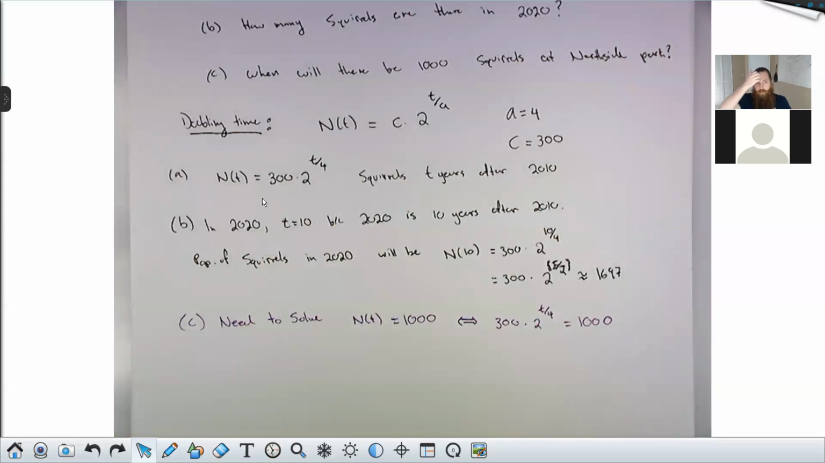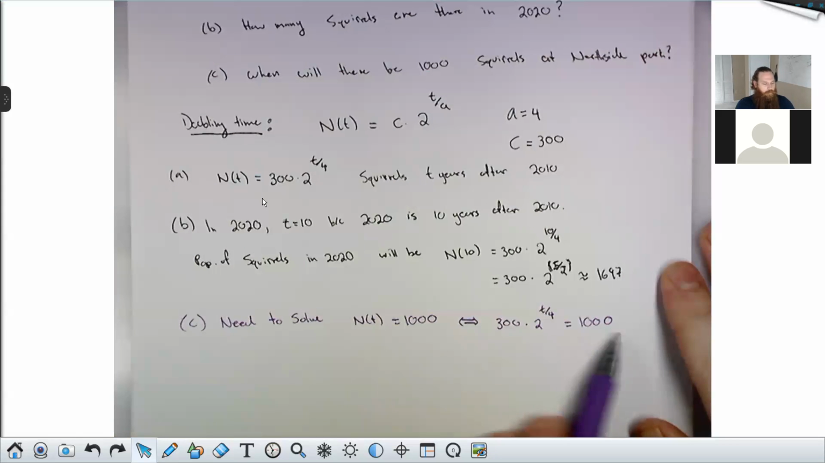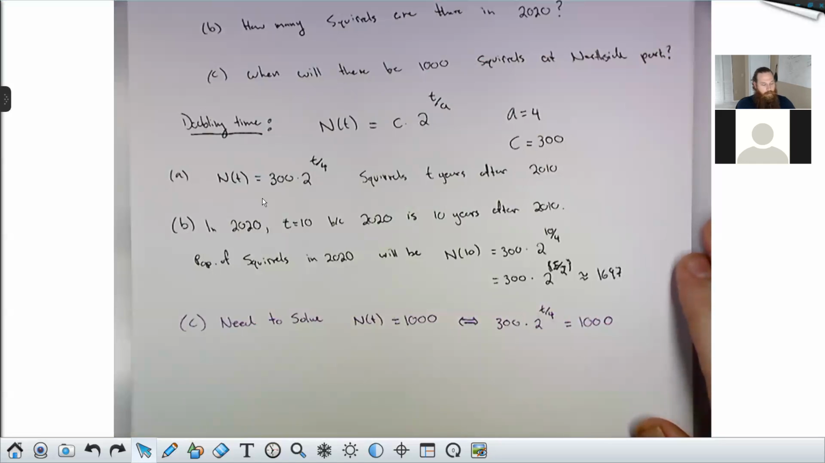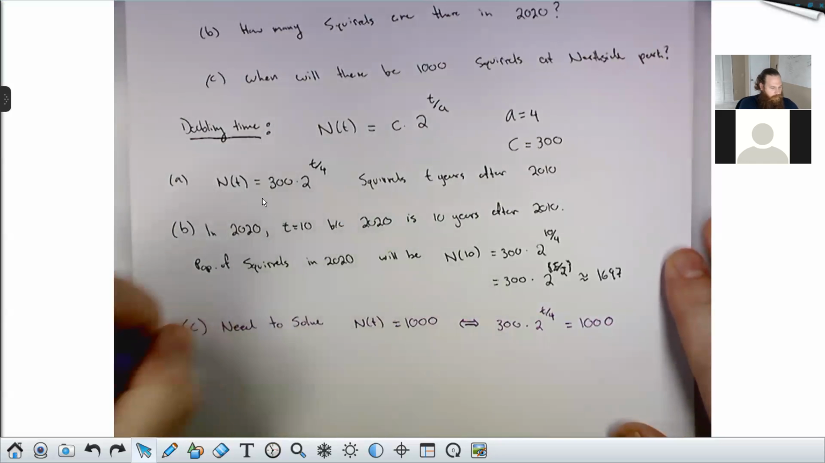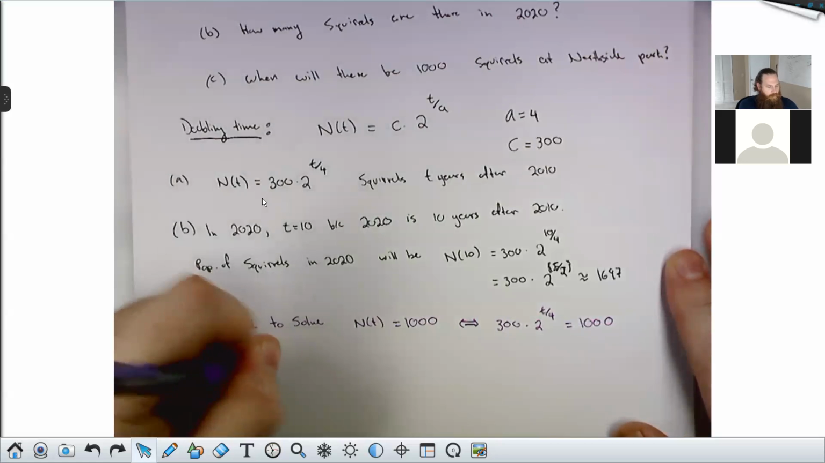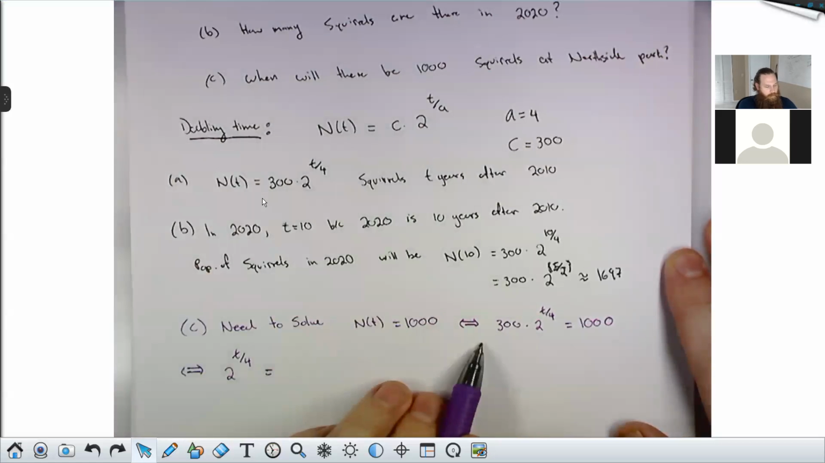And this is an exponential equation. This is the type of equation that we were learning how to solve last week. So who can help me out with the first few steps here? Where would I get started if I want to solve this equation for the variable t, which is trapped in the exponent? Good. First, divide by 300. Isolate the exponential, and I'll do that by dividing both sides by 300. So that will give me 2 to the t over 4 equals 1,000 divided by 300.